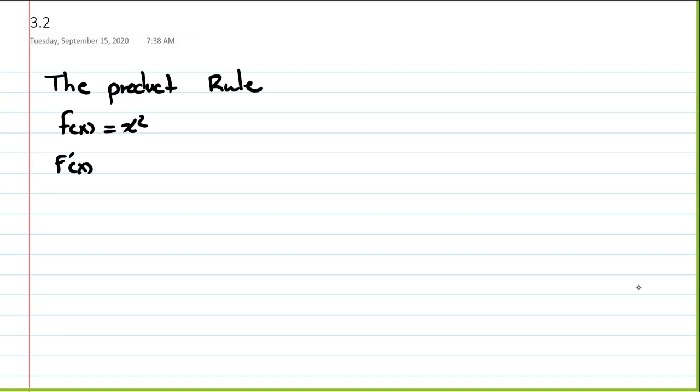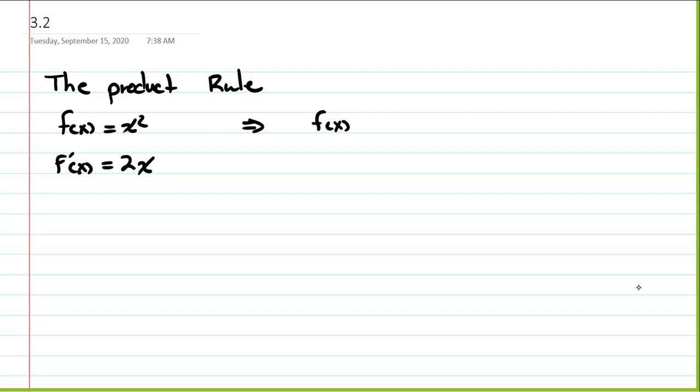So 3.2, we're going to be talking about the product rule and another rule called the quotient rule. So let's look at something to help us see why we need a product rule. If I had the function f of x equals x squared, we already know what its derivative should be. What's the derivative of x squared? 2x.